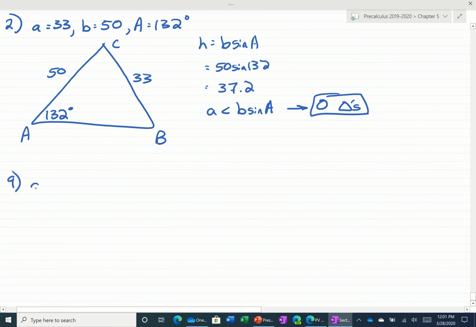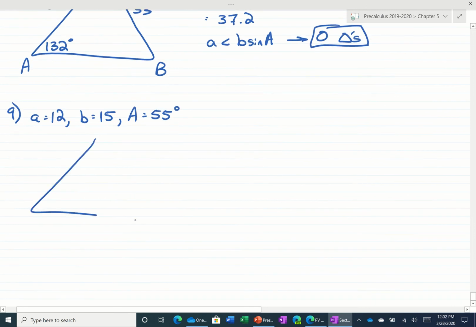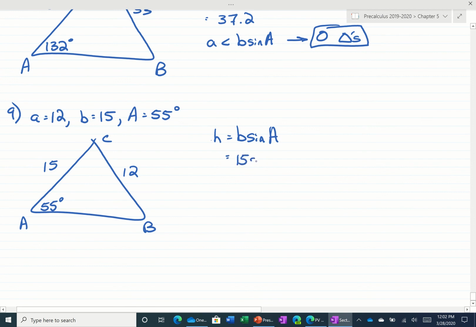So problem number 9, it says that A is 12, B is 15, and angle A is 55 degrees. So A, B, C. It's easy as 1, 2, 3. It's a bad song. I think it was on a commercial. But what we're going to do first is find the height by doing B times the sine of A. And 15 times the sine of 55 is 12.3.